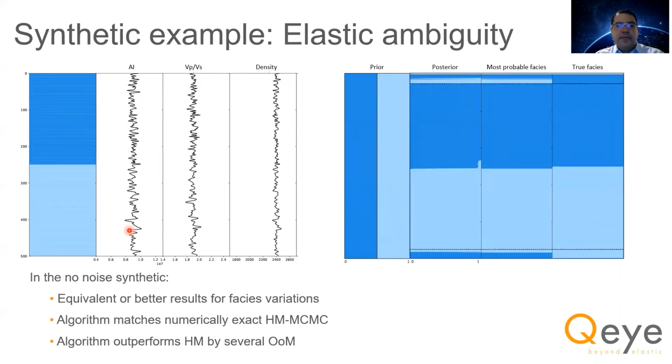Now, we put that data through our inversion. We assume a prior model where we have just a 50% chance of one facies or the other existing in our model. These are the posteriors we got, and this is the most probable facies that we can get based on these posteriors. And here is the true facies, basically showing how the most probable facies extracted from our posteriors matches exactly the true facies that we used to create the data.